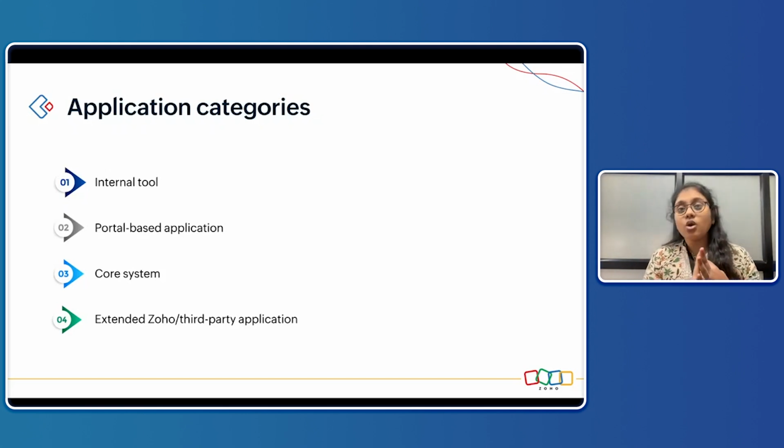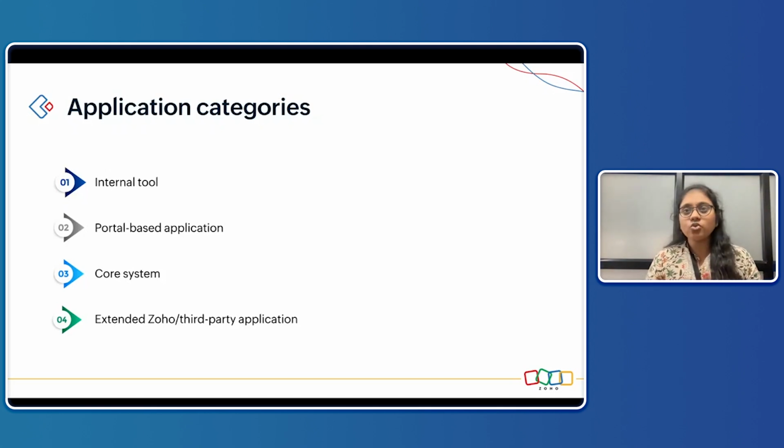And next is the core system, that is building entire business operations in a single application. Like when I talk about a single application, having construction management, property maintenance, everything under a single Creator application, then that application comes under the core system category. And at last is going to be extended Zoho or third-party application.